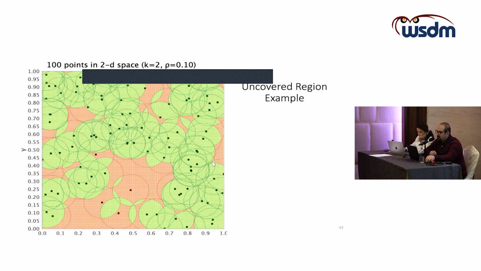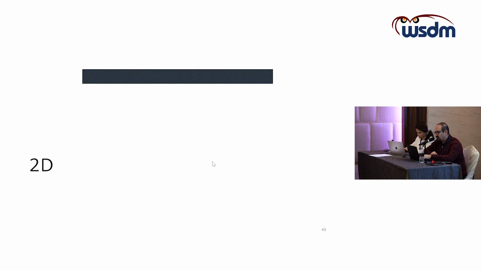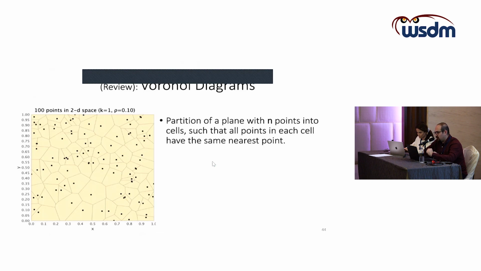So, if we somehow magically identify the uncovered region, the red dots in this figure show the uncovered region. But the question is how we are going to identify it. To identify those regions, we make an interesting connection to the concept of Voronoi diagrams.